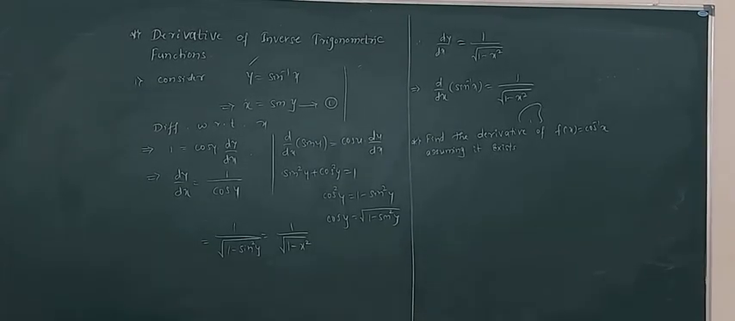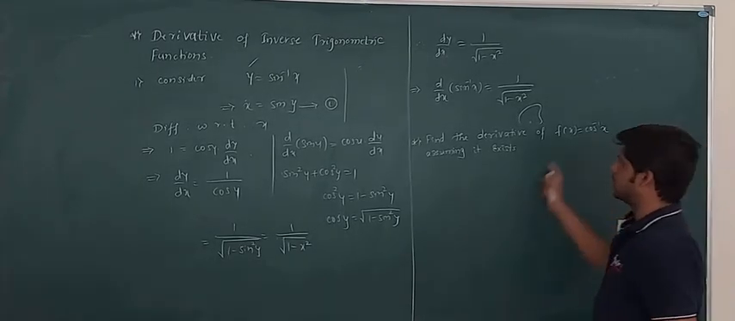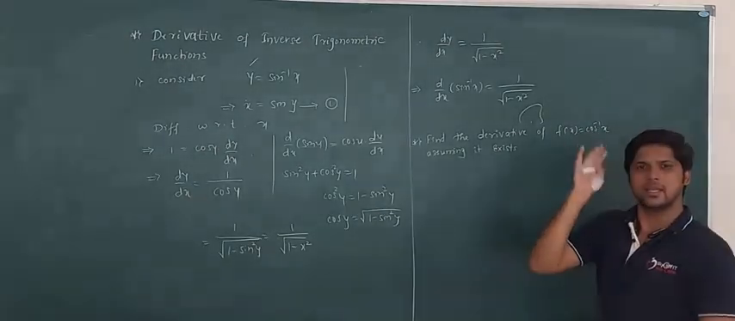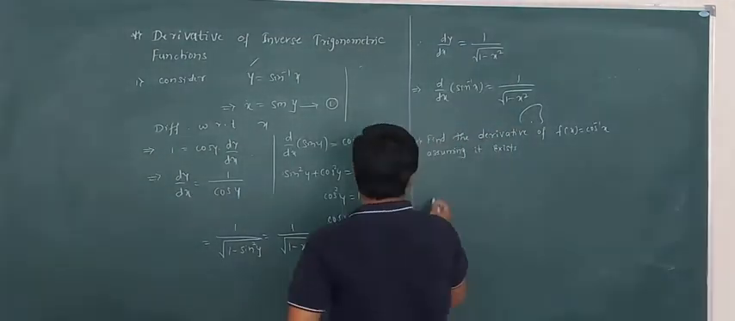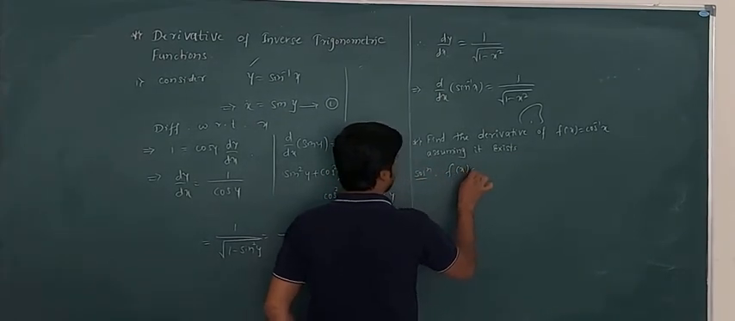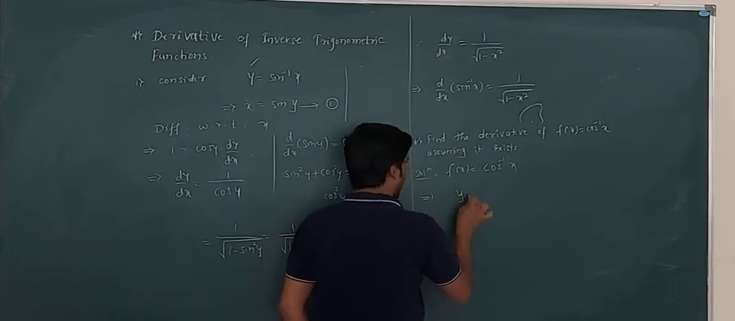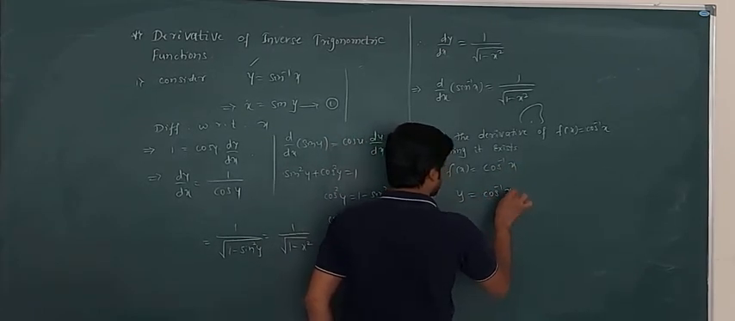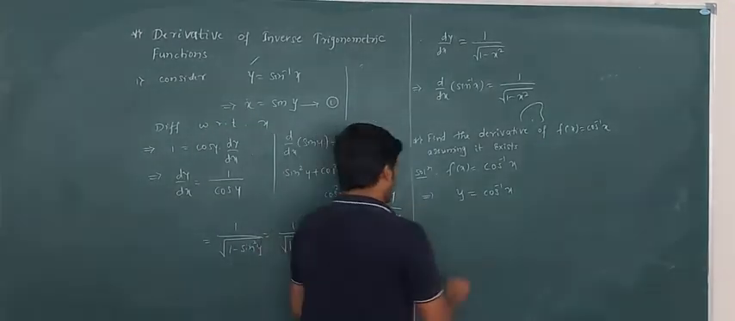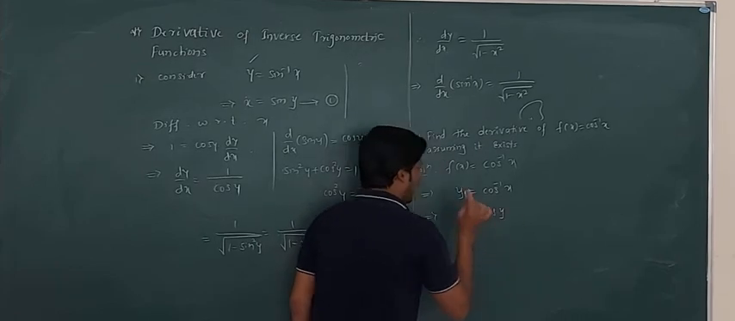Consider the next example. Find the derivative of f of x equal to cos inverse x, assuming that it exists. It means that the cos inverse function exists. Assume that. So the solution: given f of x equal to cos inverse x, the function is y equal to cos inverse x, because f of x is a function. Therefore this can also be written as x equal to cos y.